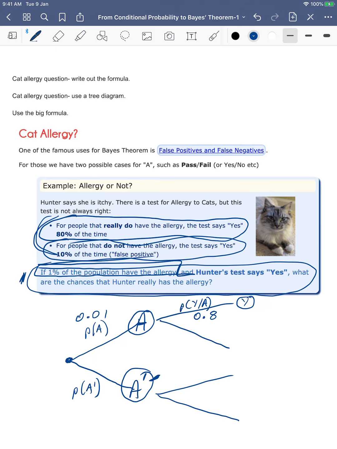So your first job now is to go ahead and fill in the rest of that tree diagram, and then we'll congregate again in maybe 5 minutes' time once you've fed it in. If you do have the tree diagram at your disposal and you've finished it off, why don't you try and answer that question: what's the probability that Hunter has the allergy if he tests positive?